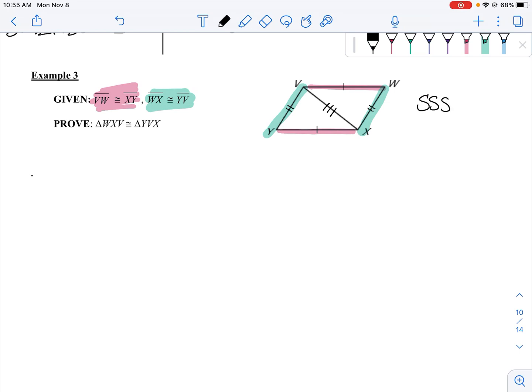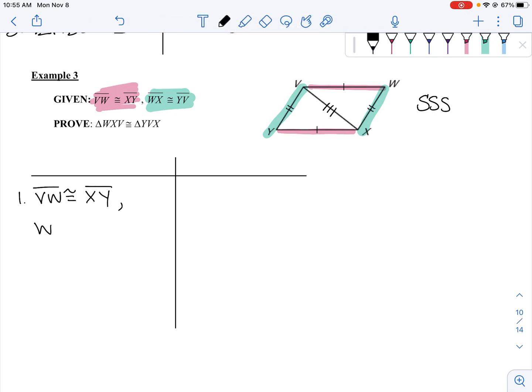All right, so I'm going to set up my proof. Start with those givens. Okay, then put in the tick marks that you added. So that's VX is congruent. Let's see, if I do VX going this way, it's going from the double tick marks to the single tick marks. So from the other triangle, if I'm using the top one, then it'd be XV.